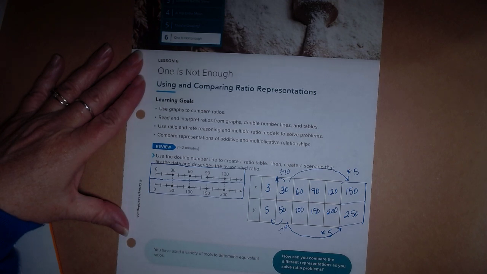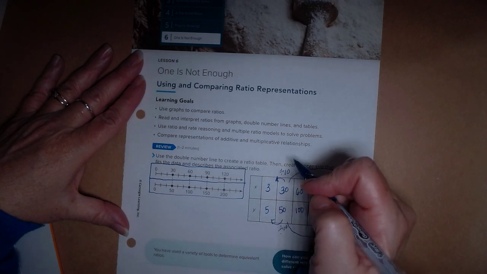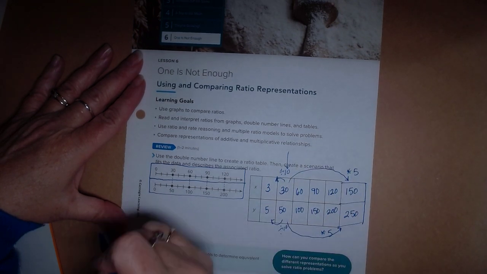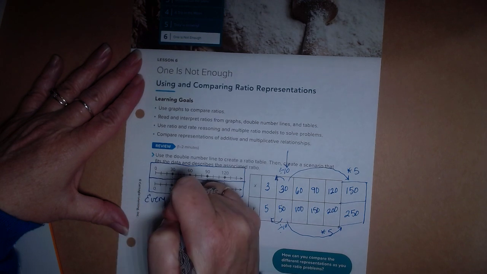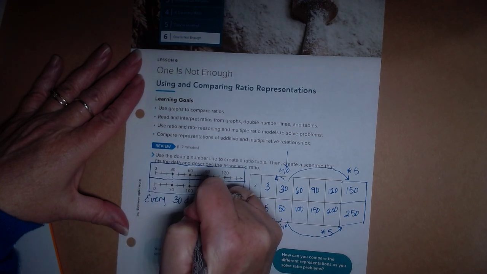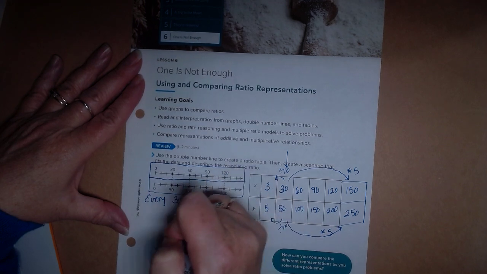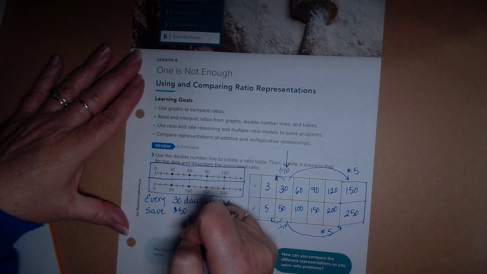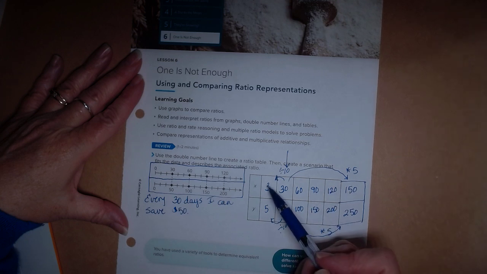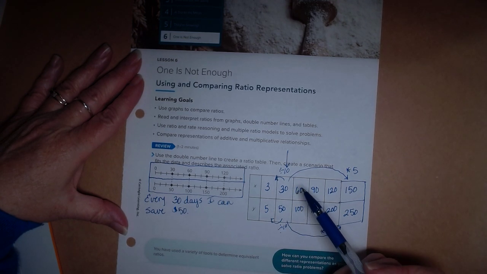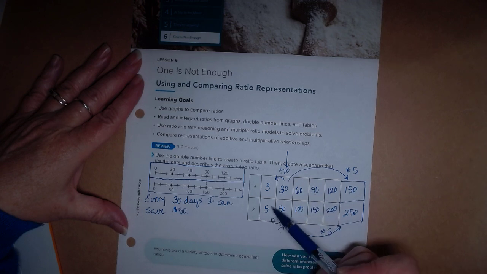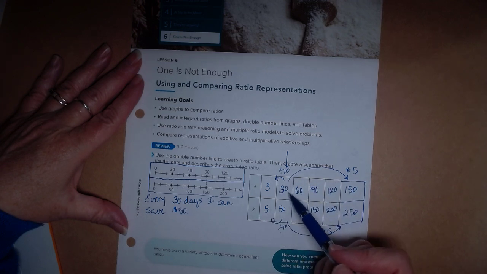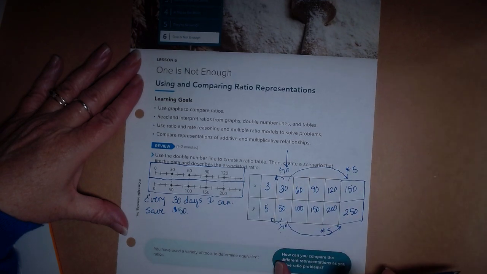So the one I have in mind is that, and I'm going to stick with this column right here. Every 30 days, I can save $50. You could write about any number of things. Every 3 days, something else happens, or for every 3 boys in the classroom, there are 5 girls. So in a classroom of 30, when I say 3 boys, 5 girls, so 30 boys, 50 girls. Anything like that, you come up with your own.